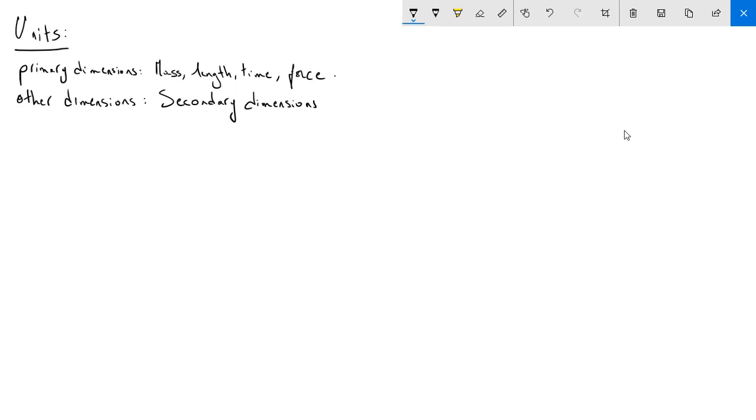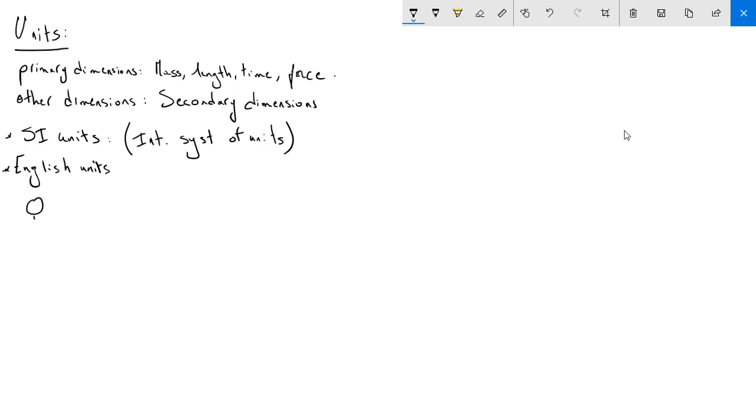To talk about the units, we have two different systems. The SI units system, or abbreviation for International System of Units. And the second one is the English system, or English units. So now we will start by talking about the primary dimension units.